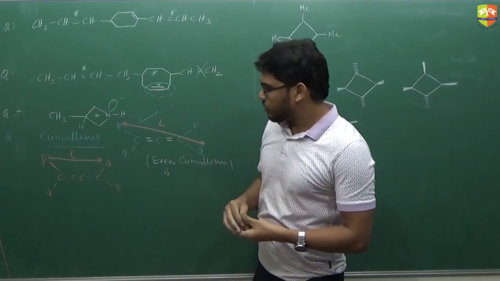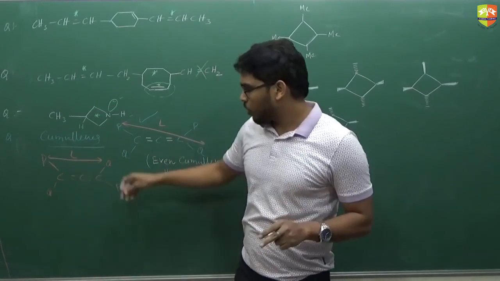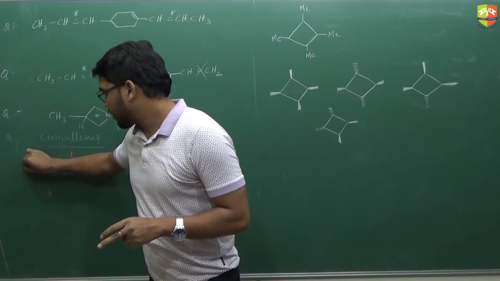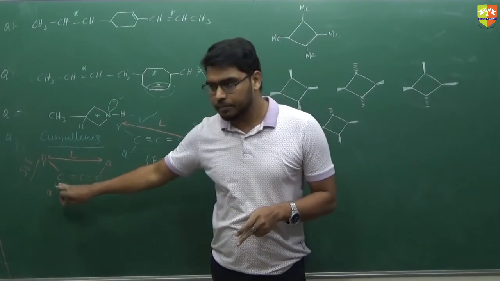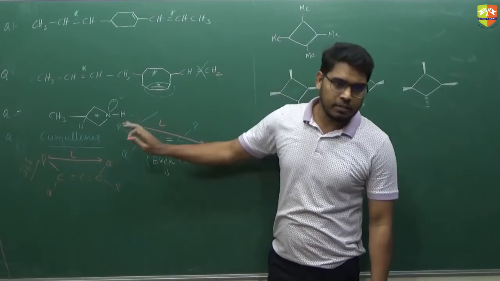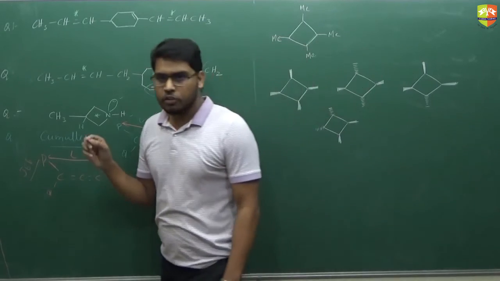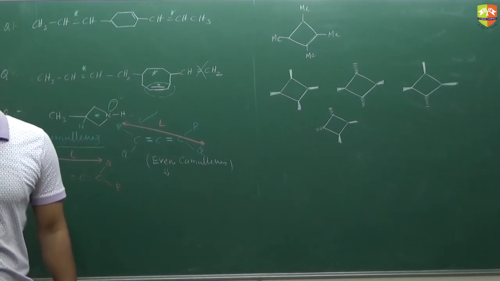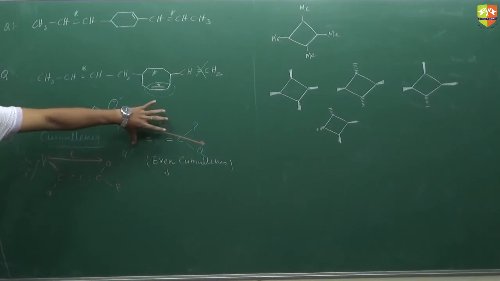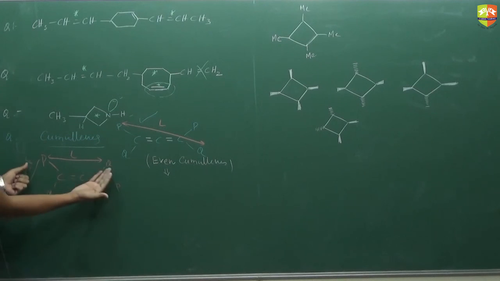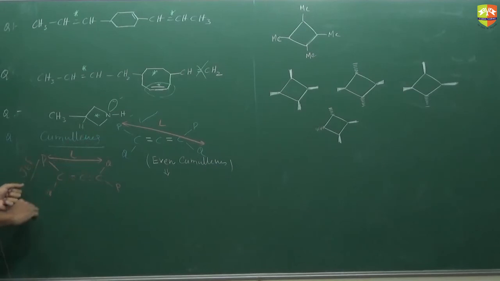So the point is, you have to memorize this. Very important. JEE mein question puch chuka hai bahut baar. Even cumulenes are non-planar and do not show geometrical isomerism, but they can show optical isomerism. Optical isomerism is possible. Geometrical isomerism is not possible because this distance is the same. Since the molecule is non-planar, this part is in a different plane, this part is in a different plane, and the distance comes out the same.